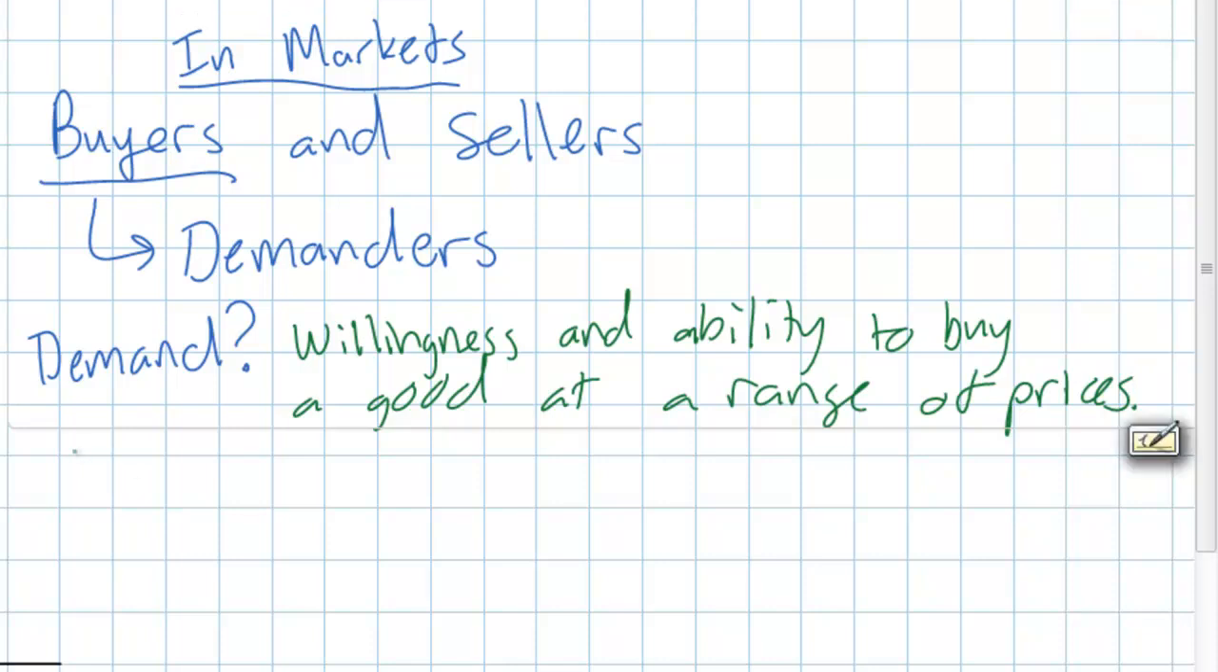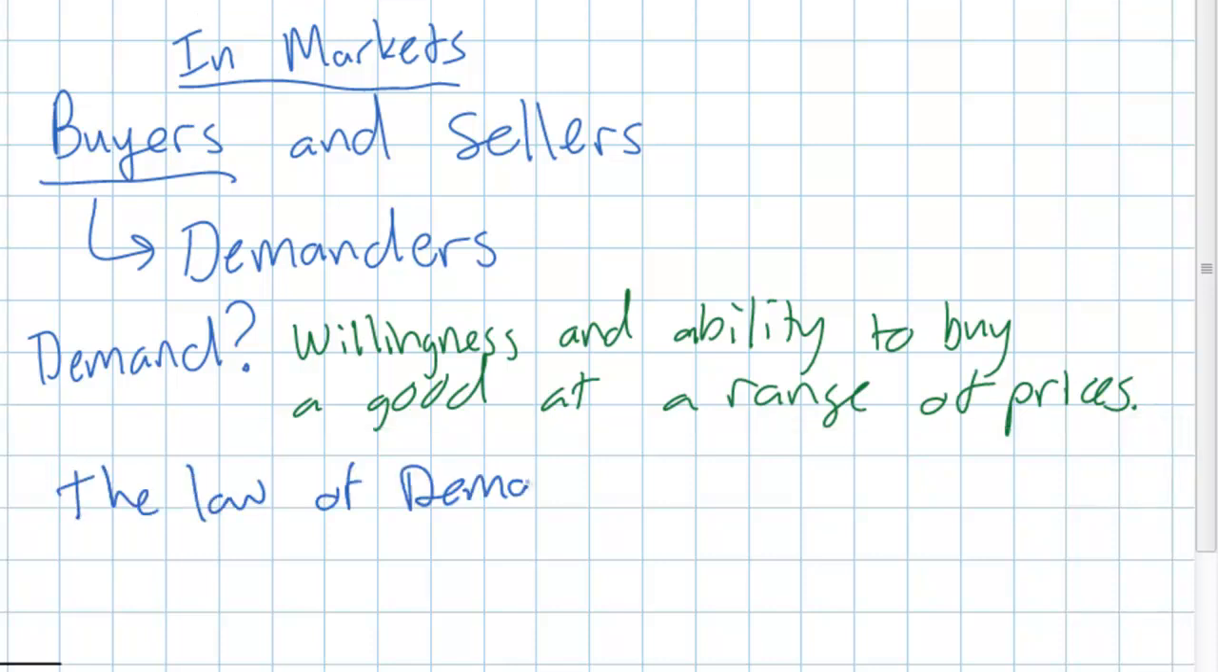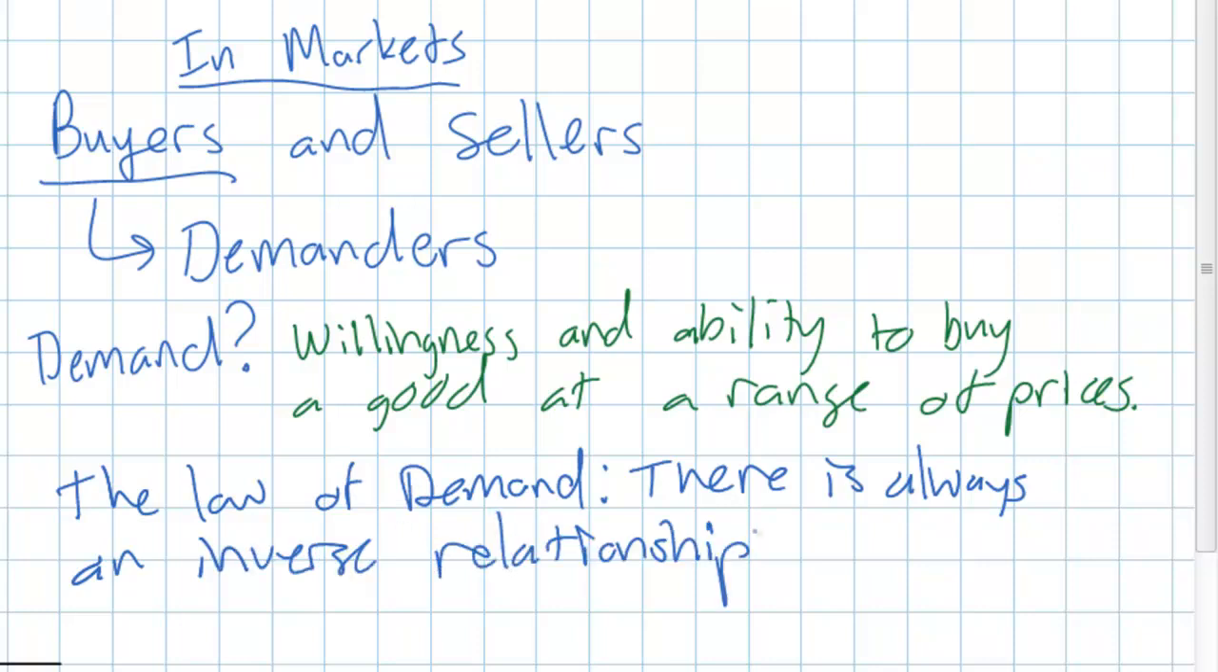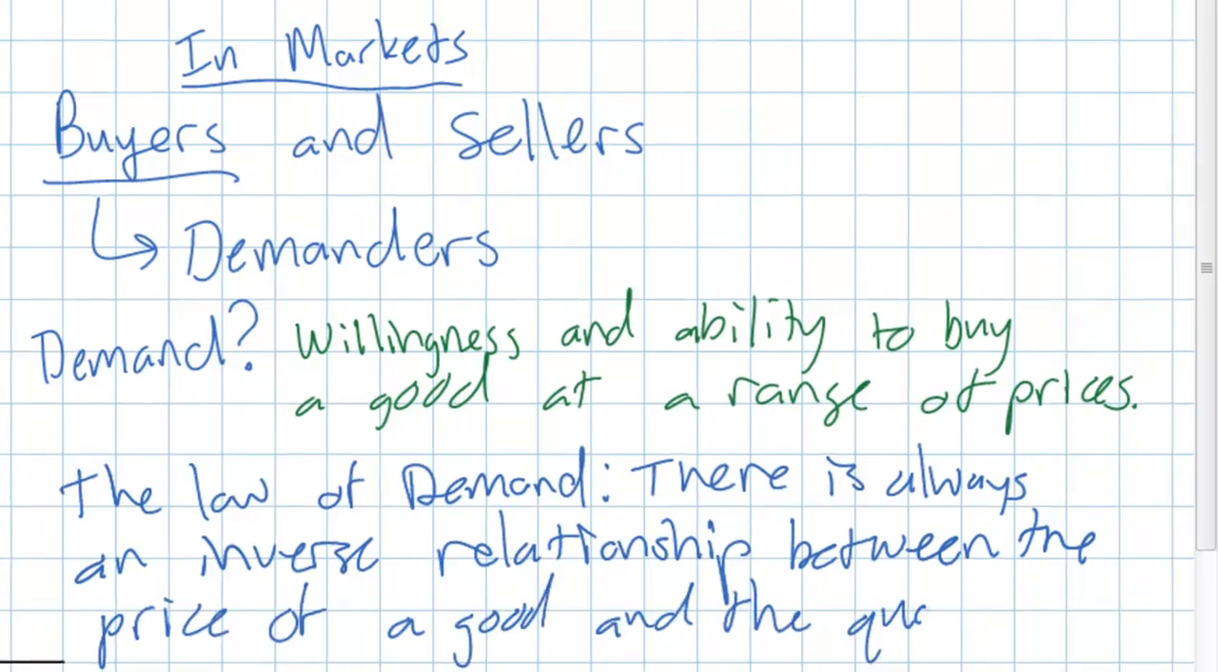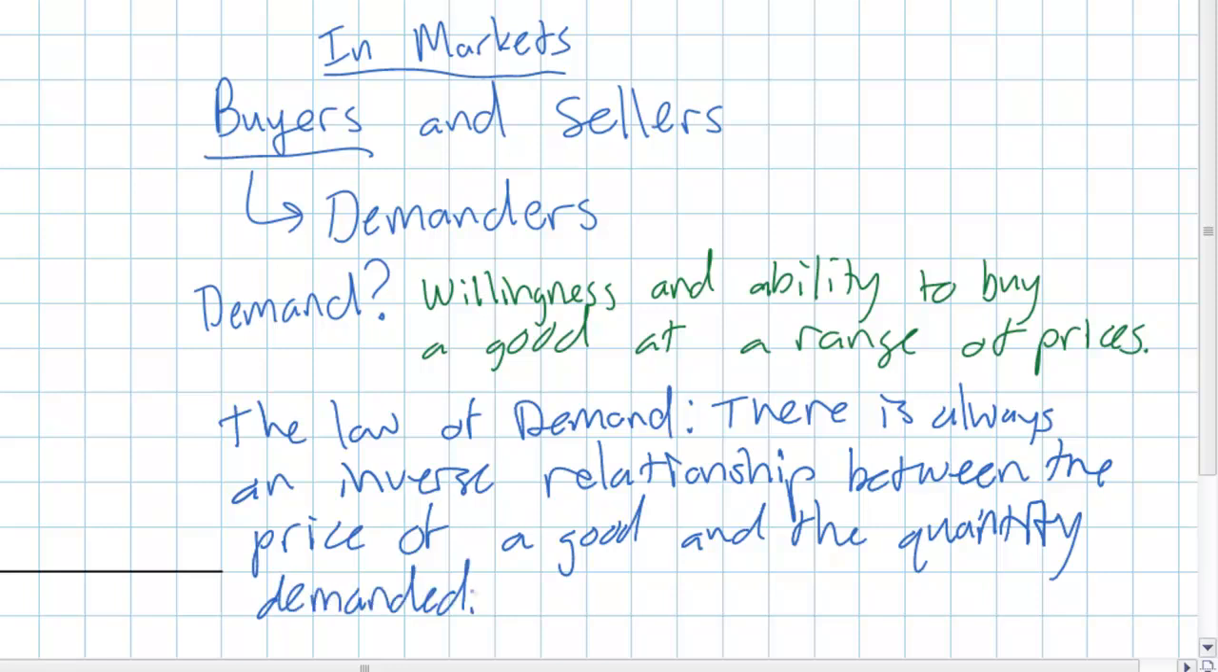So this brings us to the law of demand. This basic economic principle states that there is always an inverse relationship between the price of a good and the quantity demanded. Basically what this means is that when the price of a good is high, a lower quantity will be demanded by the buyers of that good. Vice versa, when the price of a good is low, a greater quantity will be demanded.